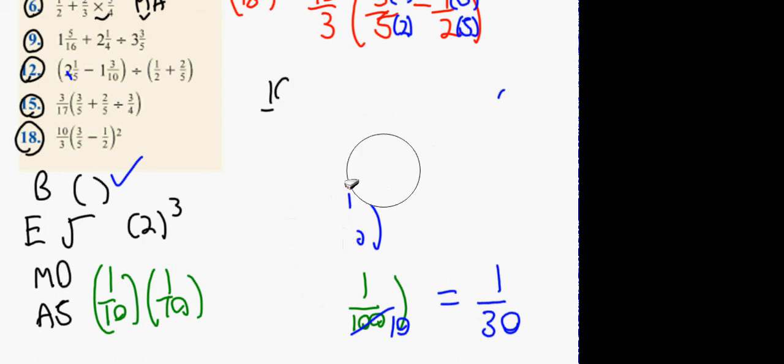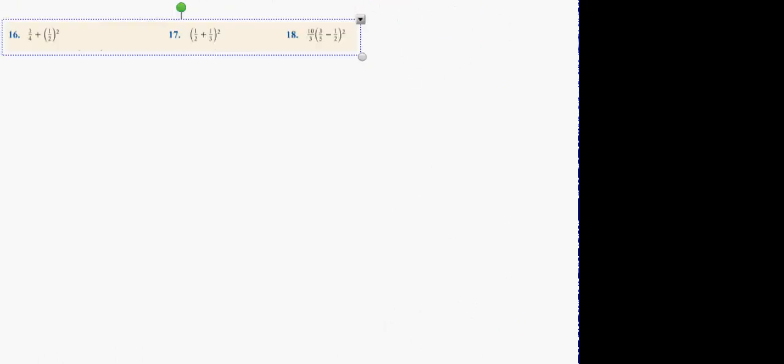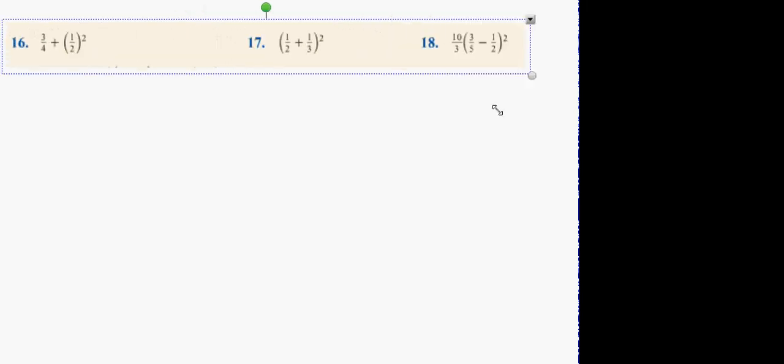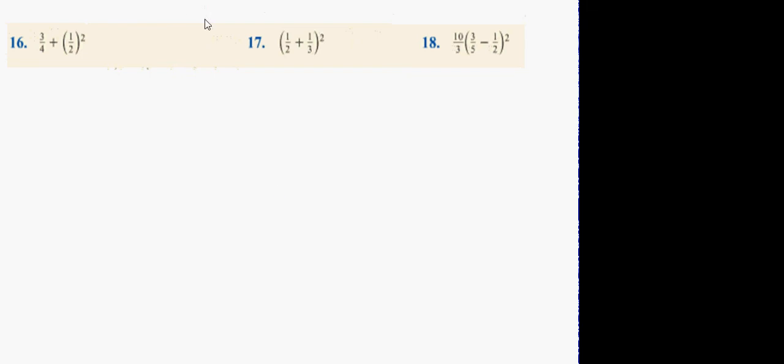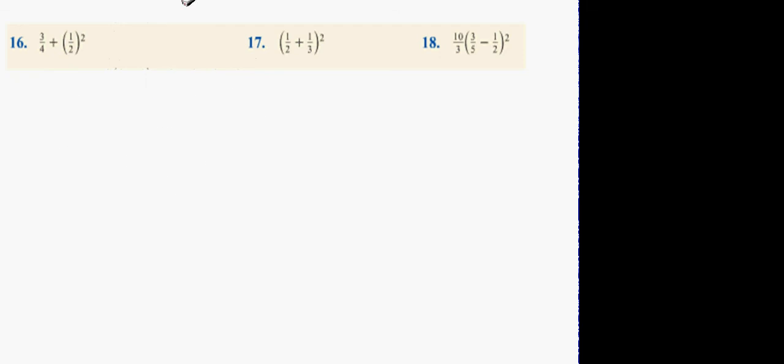Now, finally, we've got 16 and 17 to be concerned about. Number 16 is actually quite easy. 16 is 3/4 plus a half squared. A half squared is a half by a half. What's a half by a half? A quarter. What's 3/4 plus 1/4? 1, or 4 over 4, which is 1. Okay, easy.